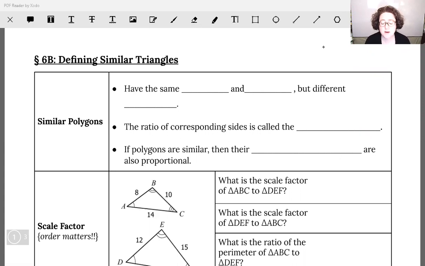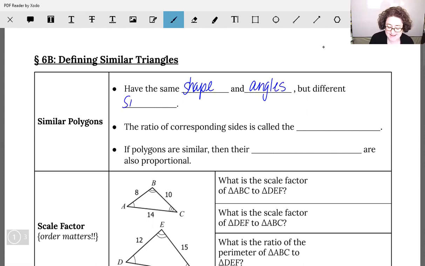Anytime we have similar polygons, they're always going to have the same overall shape, so they'll both be triangles or rectangles or what have you. They're going to have the same angles, however, they're going to have different side lengths. So same angles, different sides. But their corresponding sides are going to have to be proportional. And technically, the ratio of the corresponding sides is what we call our scale factor that we talked about last time.